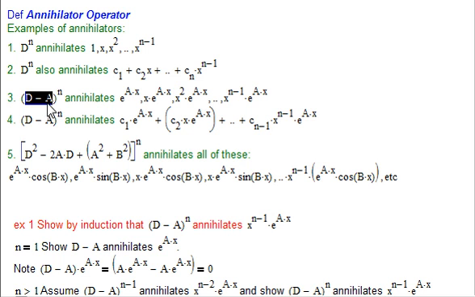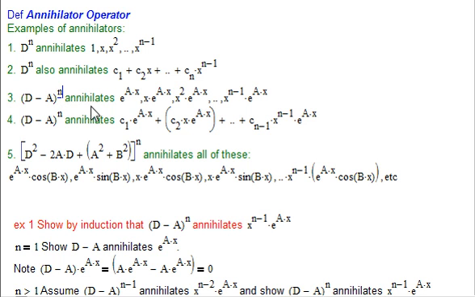This one might be a little more of a challenge. (D minus a) to the n annihilates e to the ax, x times e to the ax, x squared times e to the ax, and up to x to the n minus 1 times e to the ax. Okay, we'll prove that in a little bit, but let me just demonstrate it for you for 1.